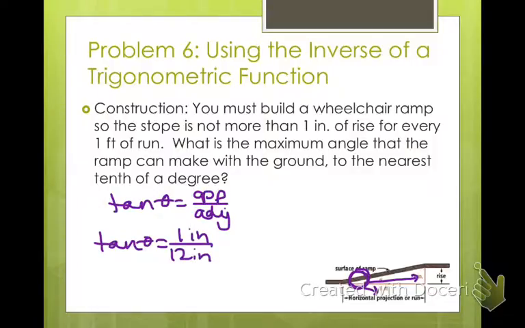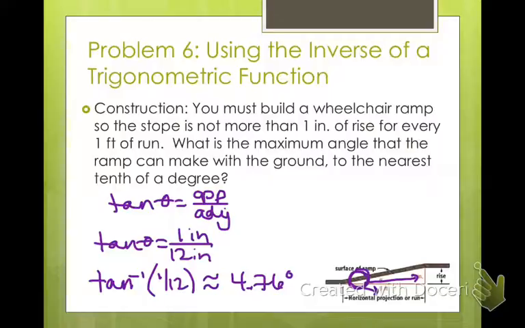I know it says 1 and 1, but it's inches and feet. You need to convert them into the same unit of measure. So then you just have to put into your calculator tangent inverse 1 divided by 12. What do you get for the measure of that angle? 4.76 degrees. So you know that your slope can only be about 4.76 degrees in order to maintain that ratio of 1 inch to 1 foot.